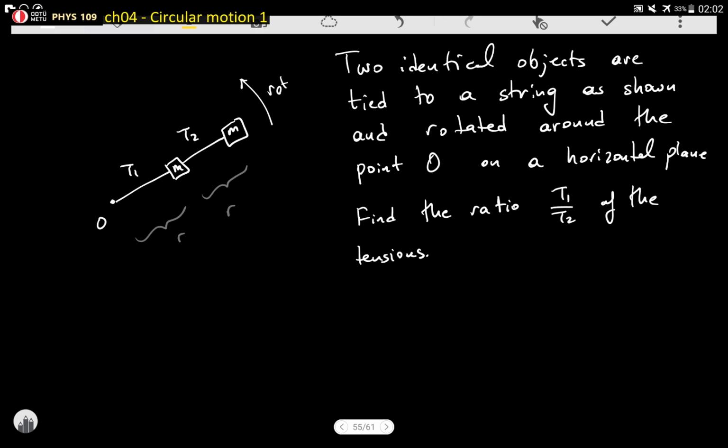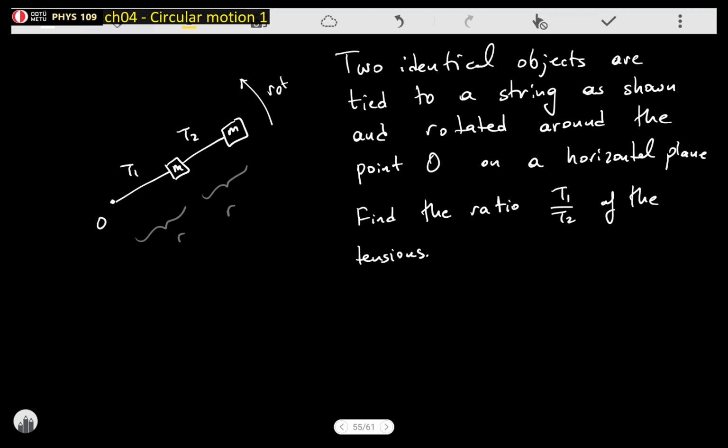As an example of circular motion problems, I'm going to first solve this problem. In that case, we have two masses in here which are connected to a string, and they are basically rotated around this point in here. And the lengths of these two portions of the string are the same. And we would like to find the ratio between the tensions in these two strings.